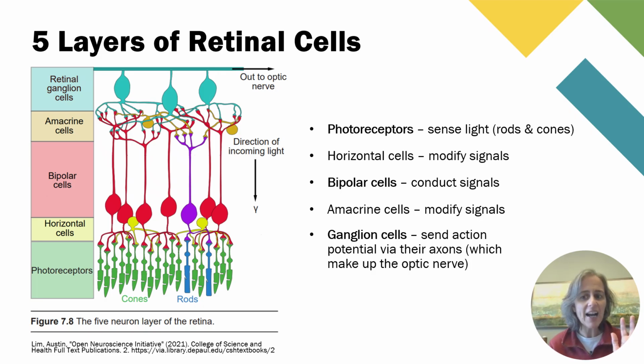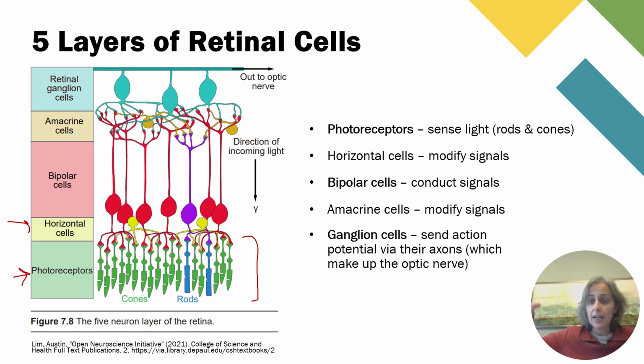There are 5 layers of retinal cells. So it is 5 layers deep, and let me introduce you to some of these cells. You have already met down here the photoreceptors, the rods and the cones. They are actually the deepest layer of the retina, and they are the ones, of course, that are going to sense light. Then we have some cells in yellow here, these little horizontal cells, and they're going to modify signals.